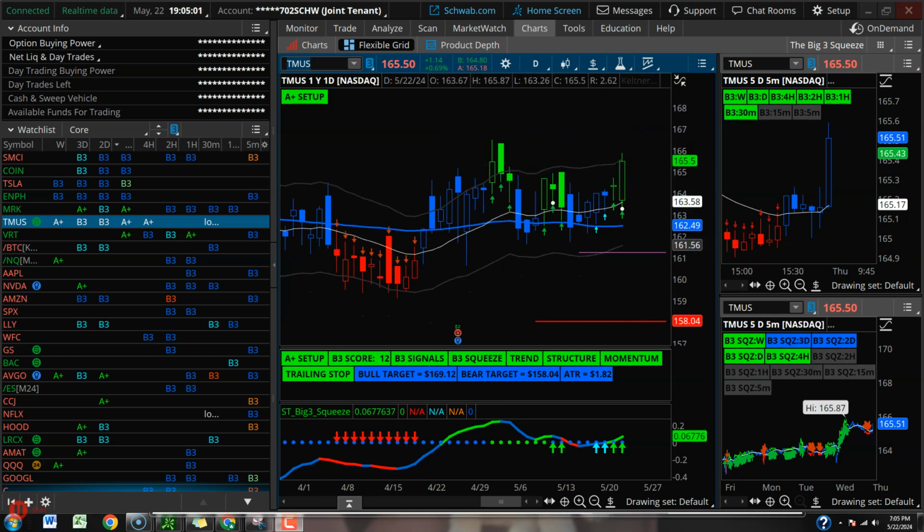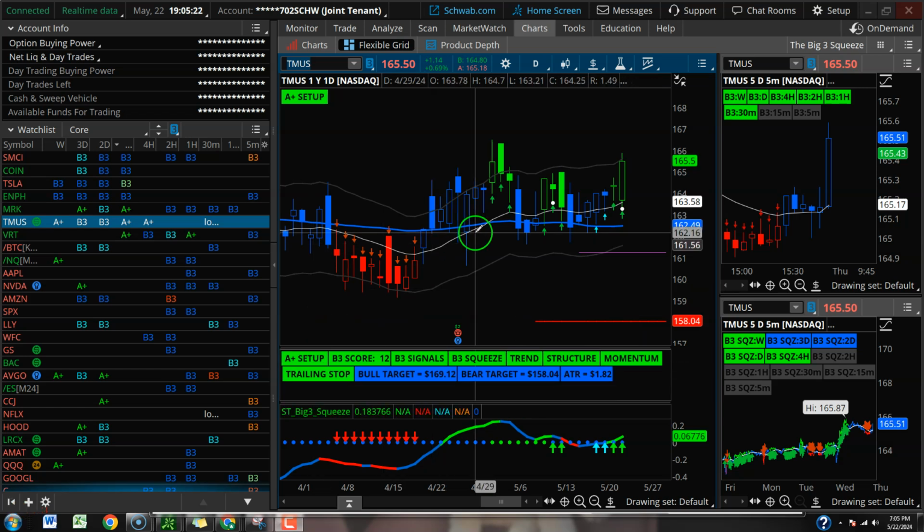Got all the pretty colors here. Above the trailing stop, momentum, structure, trend, squeeze, buy signal, perfect score of 12, A+. Now, what's better than one A+ setup? 2, 3, 4 of them on the same stock at the same time.